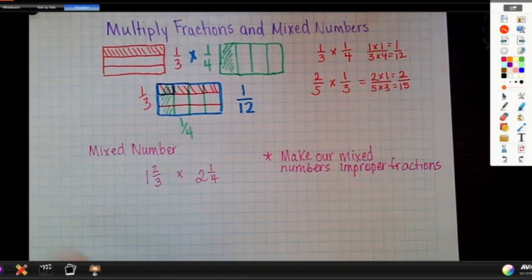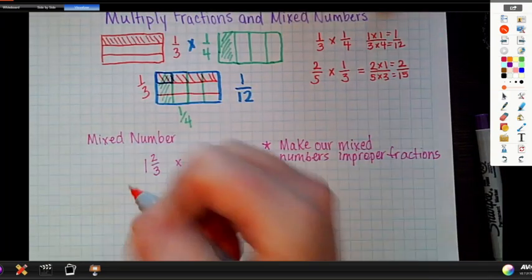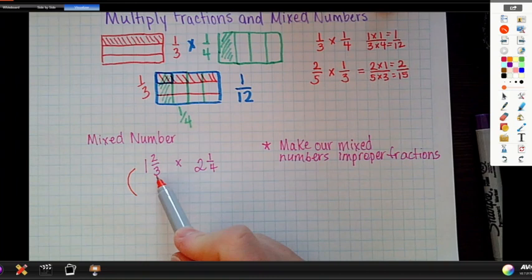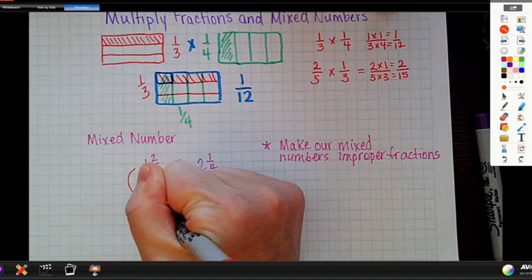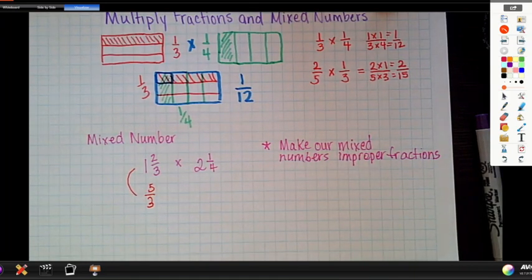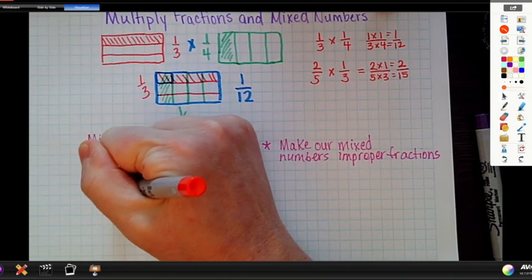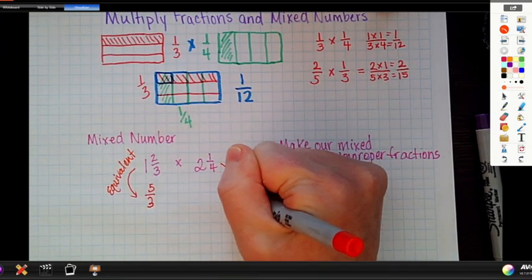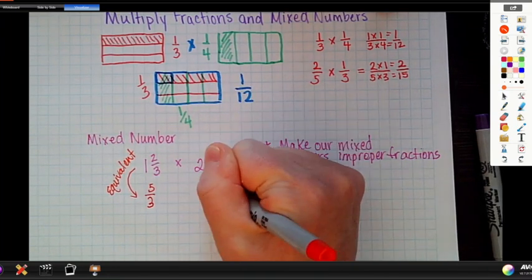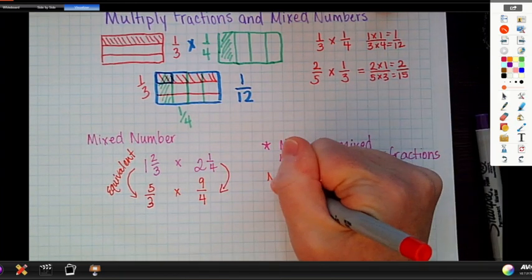Let me zoom in just a little bit. There we go. All right, so let's do that first. That's step number 1, make them improper fractions. Let's change the color. So here we go. 1 2/3. 1 times 3 is 3. 1 group of 3 plus 2 is 5. 5/3. And again, we should be getting a little bit faster at doing this now that we've been practicing it for a while. Remember, they are equivalent. All right, do the same thing over here. 2 times 4 is 8, plus 1 is 9. 9/4.